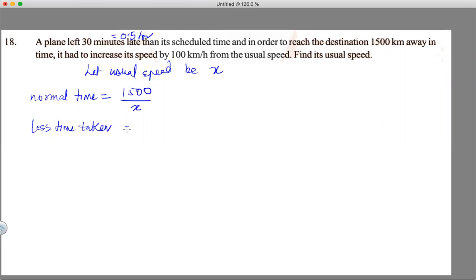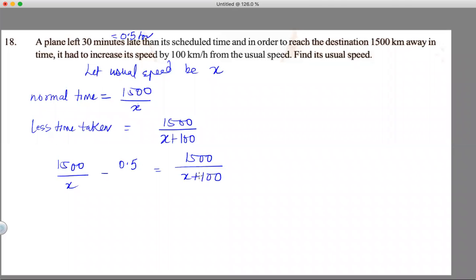ओके क्या था उस दिन, क्या टाइम लिया उसने, डिस्टेंस तो पूरा ही कवर किया है, लेकिन स्पीड जो है उसकी 100 किलोमीटर पर आवर ज्यादा थी उस दिन, राइट? तो x प्लस 100 थी स्पीड. अब ये नॉर्मल टाइम है, ये लेस टाइम है, तो नॉर्मल टाइम और लेस टाइम में क्या डिफरेंस है? नॉर्मल टाइम माइनस लेस टाइम is 0.5. Right? From this we will calculate the value of x.